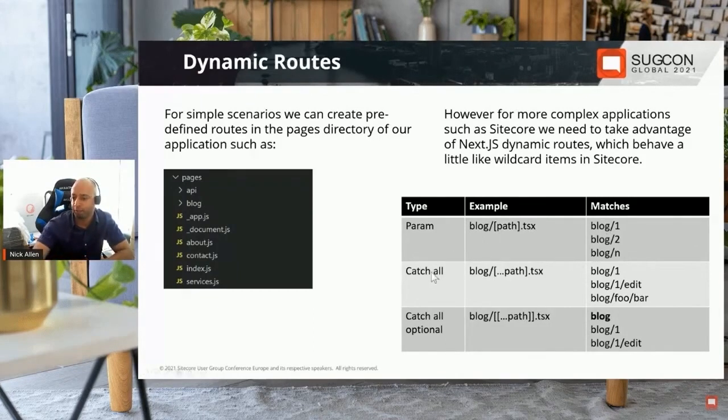We can also define catch-all paths, which use square brackets ellipses path, which will match not just the children of the blog page, but all of the descendants of that page as well. And then finally, we've got a catch-all optional dynamic route, which effectively behaves the same as the catch-all route. The difference being is it will also match blog as well, so it will sort of serve content for that route as well.